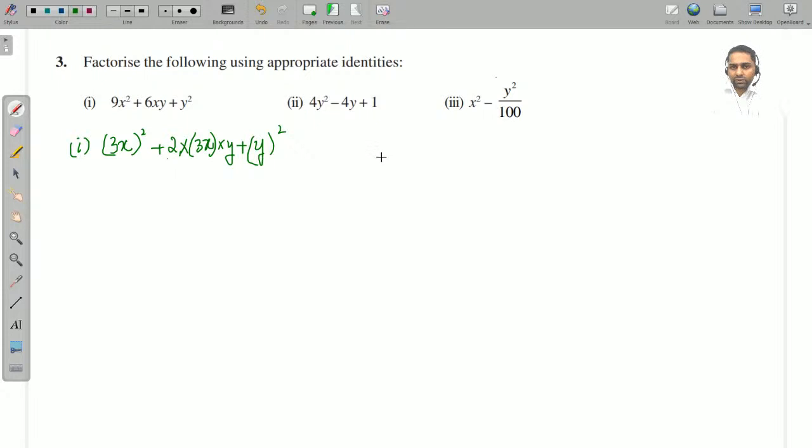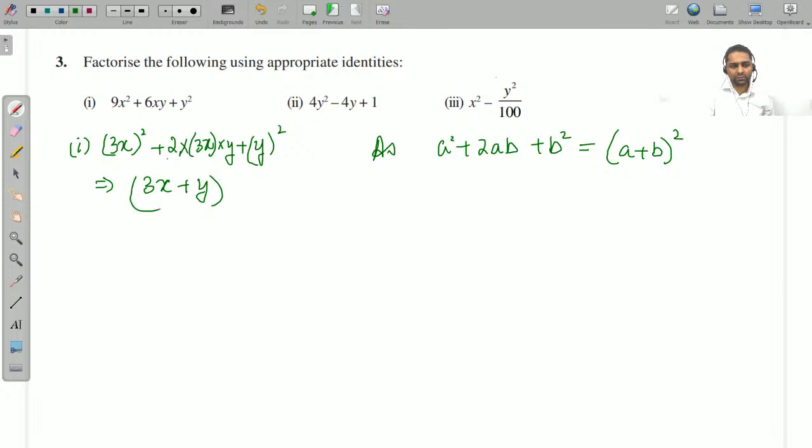So here you are going to write a square plus 2ab plus b square equals a plus b whole square. This implies 3x plus y whole square, which is equal to 3x plus y times 3x plus y, and that becomes your answer. That is it. Nothing else.